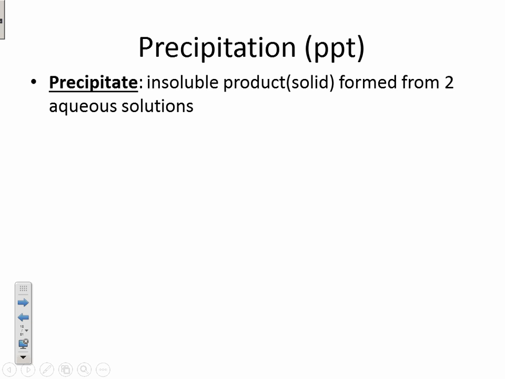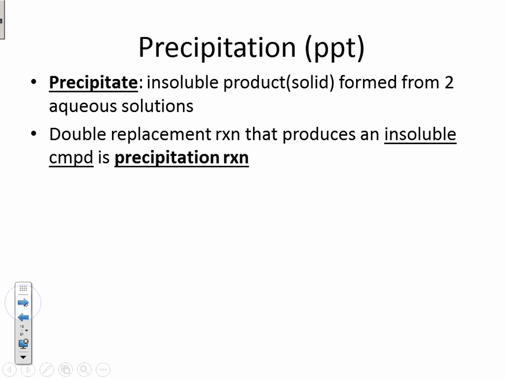What can we do with this? Precipitation reactions. Precipitation reactions use this idea of soluble versus insoluble. A precipitate is an insoluble product, i.e. a solid, that is formed from two aqueous solutions. So it's a solid that we get from two aqueous things, and we get a precipitate from a precipitation reaction. The precipitation reaction is always going to be a double replacement reaction. Always, always, always. It's a specific type of double replacement reaction in which we get an insoluble compound.